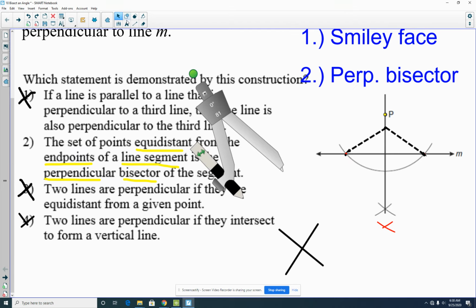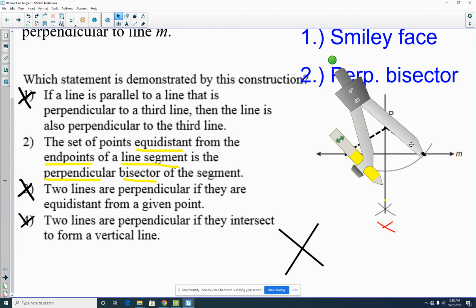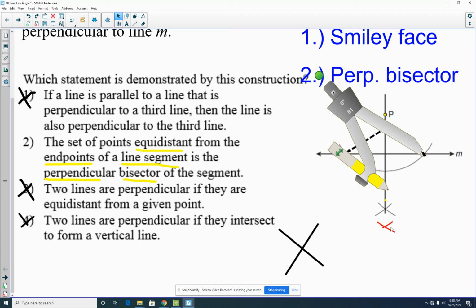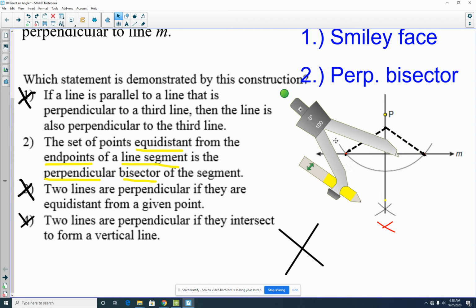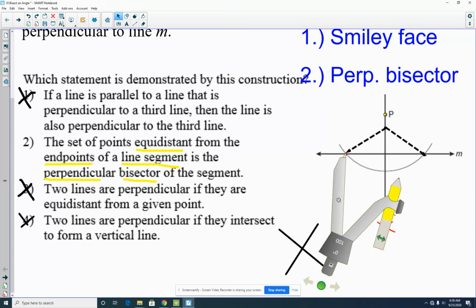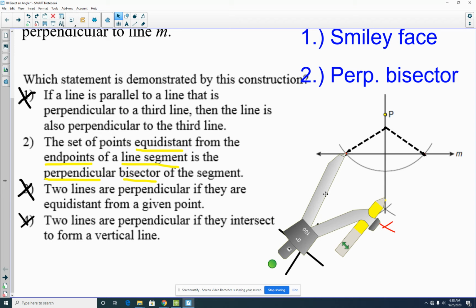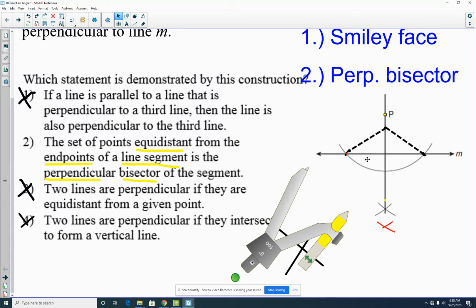What if I pick a different point? What if I decide to put the point over here? The same thing's going to hold true. My compass width wouldn't change. So from here to this point, there, is now the same distance from here to that point, right? So the endpoints of the line segment, if I take any point that's equidistant, they begin to form the perpendicular bisector of that segment. So we know that choice 2 is demonstrated by this construction.